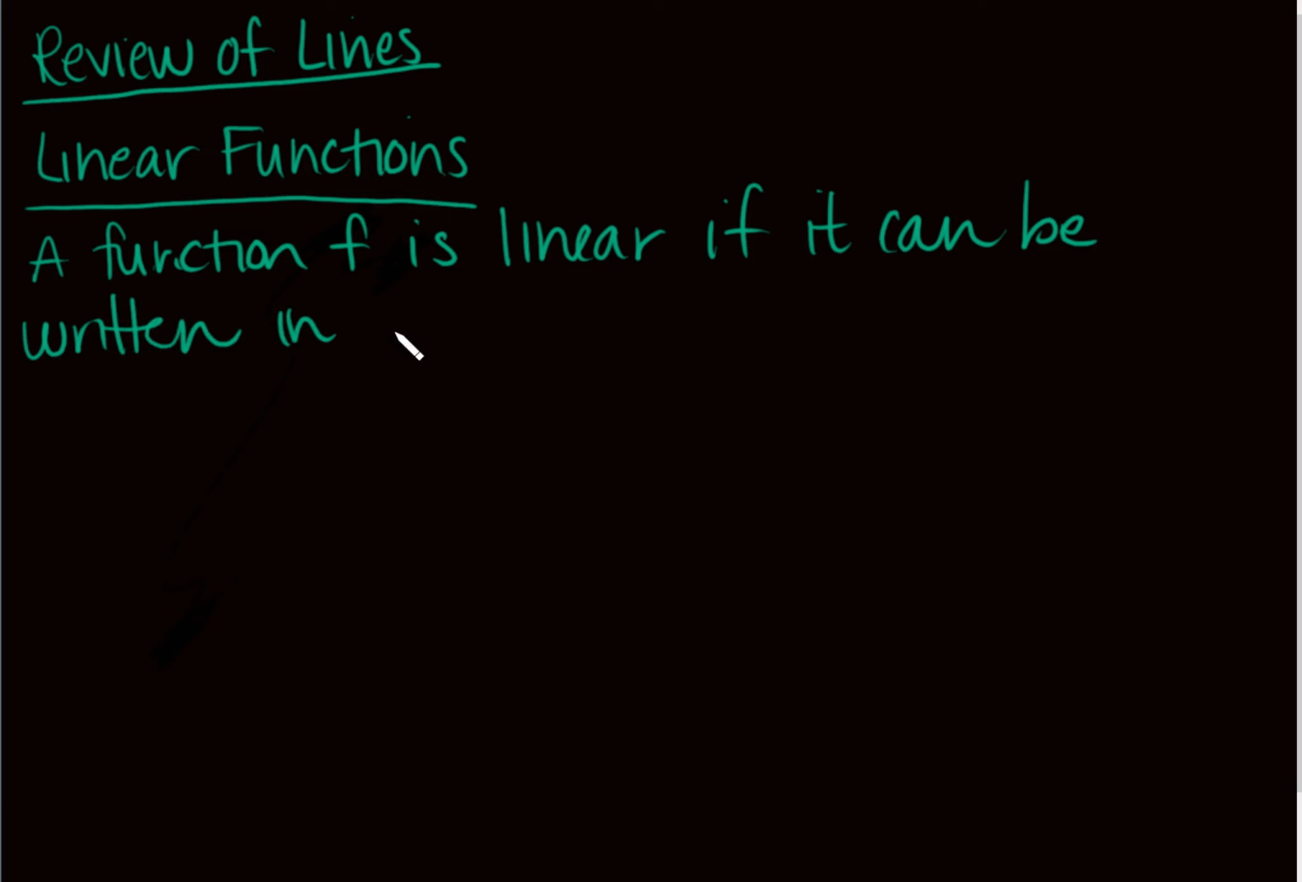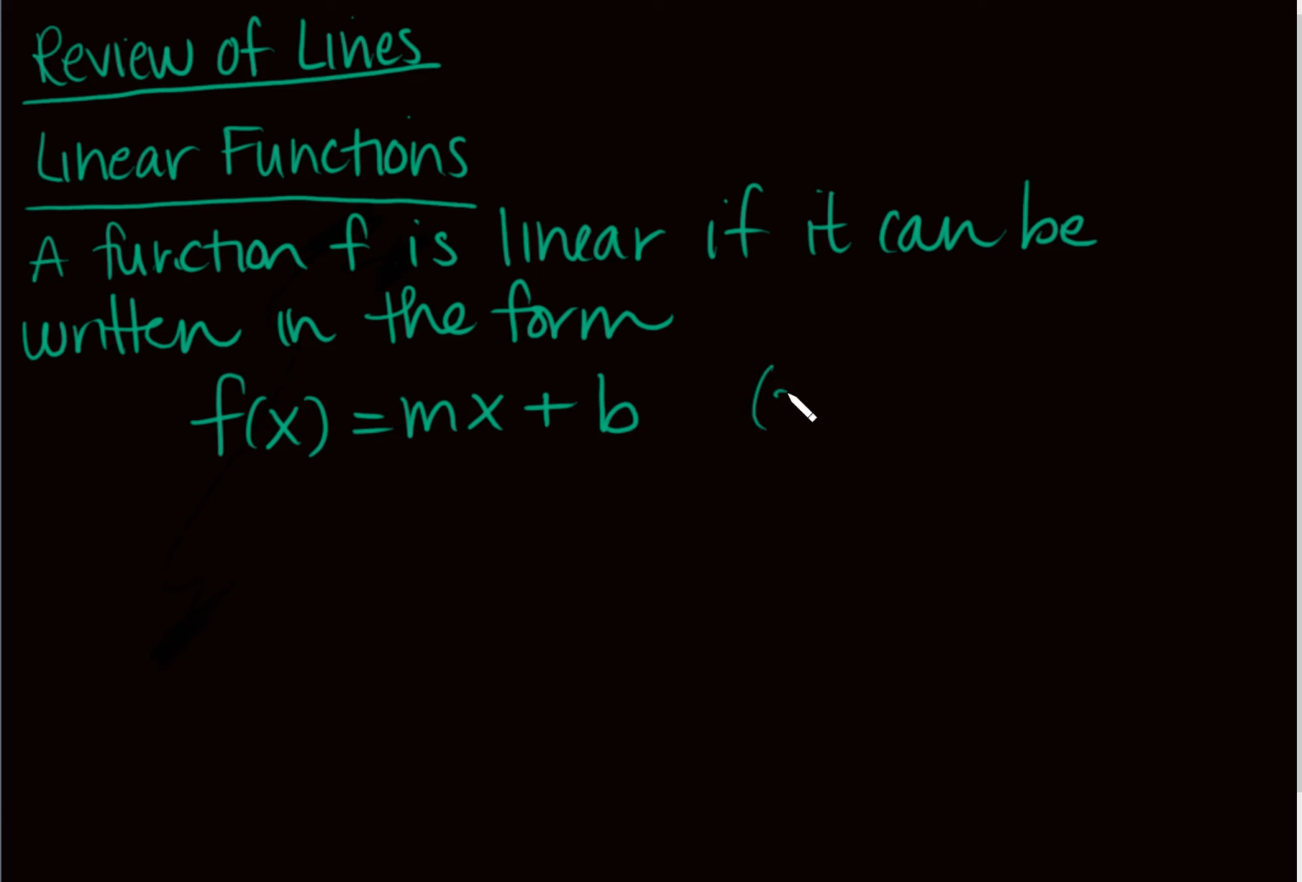In the form, and this should be a familiar form to you, f of x equals mx plus b. This is lovingly known as slope-intercept form. Here's the thing about mathematicians. This is what I love about mathematicians. Well, that's what I love about myself, I suppose.